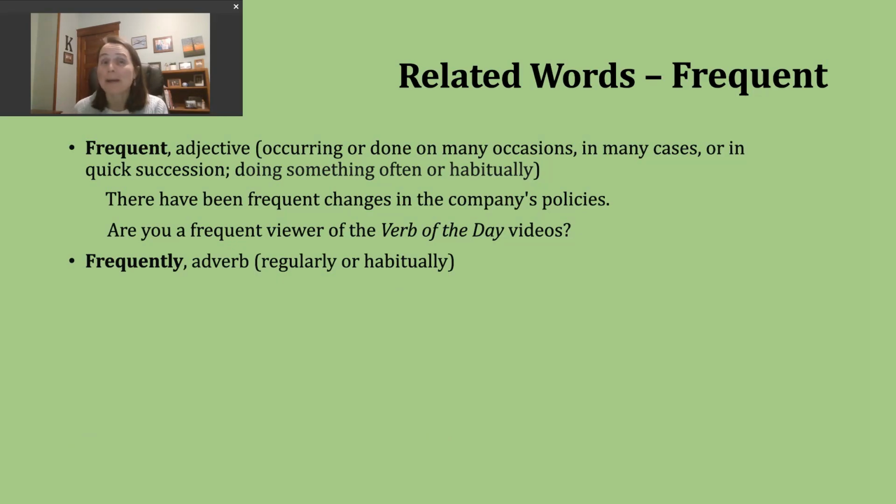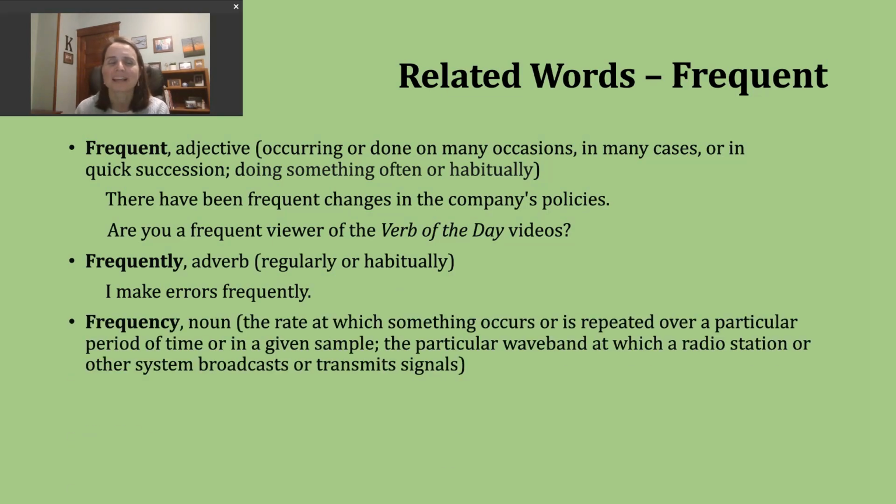Another related word you might encounter is the adverb frequently. So now we're describing either an adjective or a verb, something done regularly or habitually. An example of this. I make errors frequently. I wish it wasn't true, but it is, right? So here, frequently is describing the verb make.